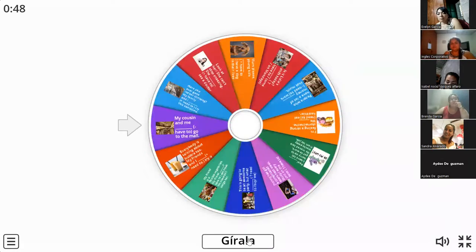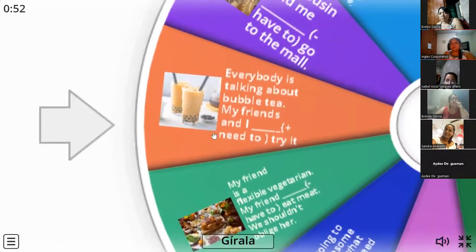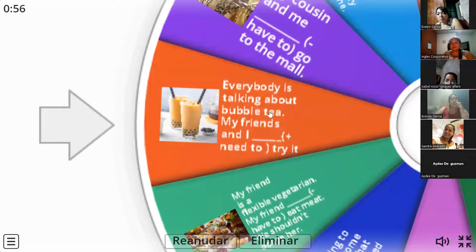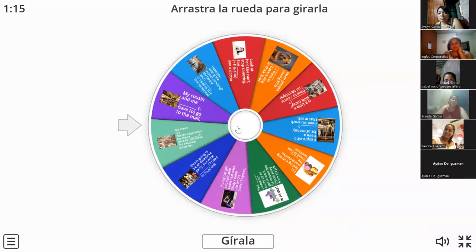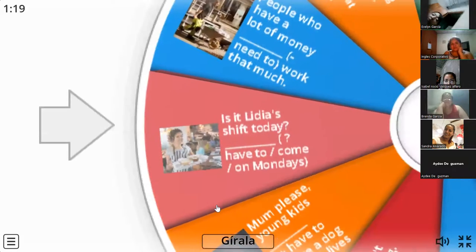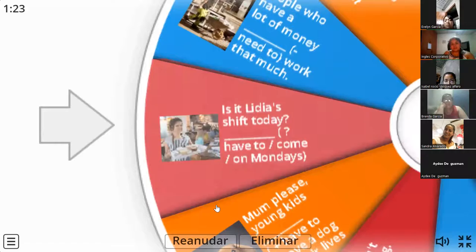Let me see the other one. Okay, everybody is talking about bubble tea. My friends and I need to try it. Okay. Is it Lydia's shift today? Has to come on Mondays. Mm-hmm. Do you know what is shift? Has to come on Mondays. Mm-hmm. Shift.